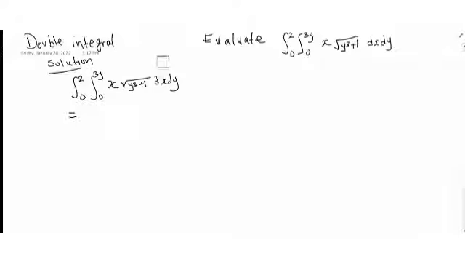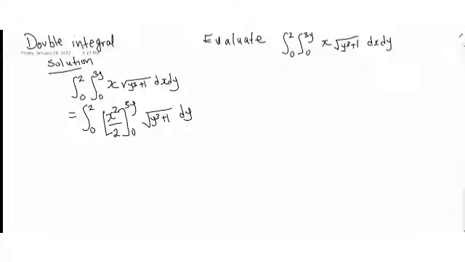Now, to evaluate this definite integral, we start by integrating with respect to x, then we integrate with respect to y. So, if we integrate with respect to x, we have integral between 0 and 2. This gives us x squared over 2. So, put the values, that is 0 to 3y. Then we treat y as a constant, so that's y cubed plus 1 dy.